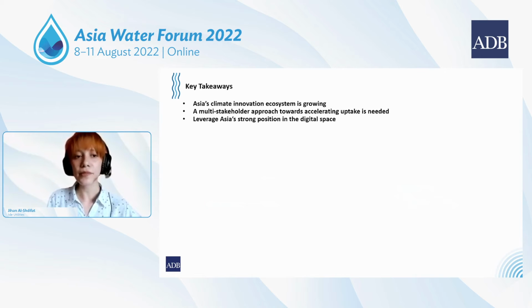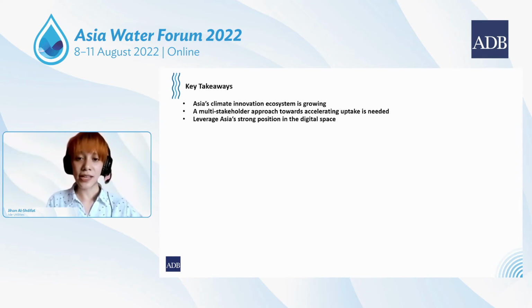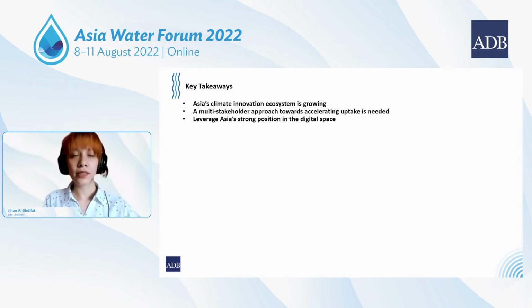So the key takeaways that I want to share with this presentation. Firstly, Asia's climate innovation ecosystem is growing. One could say that it's nascent compared to the rest of the world, but it's definitely there, and it's very active and thriving. Second, a multi-stakeholder approach towards accelerating uptake is needed, because we want to funnel disruption into the sectors that need them most.